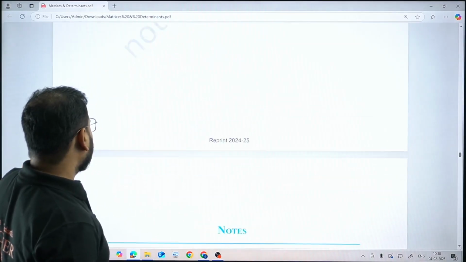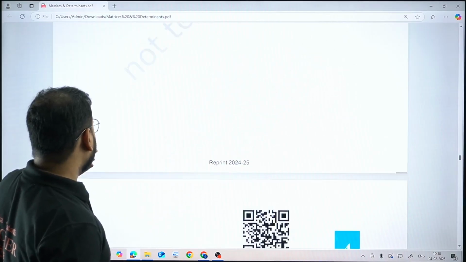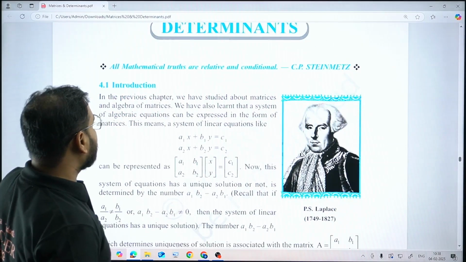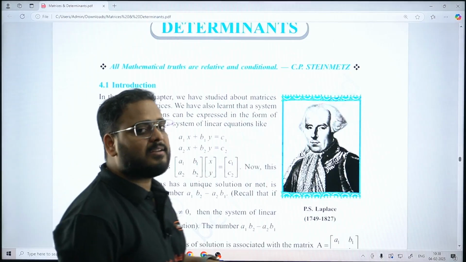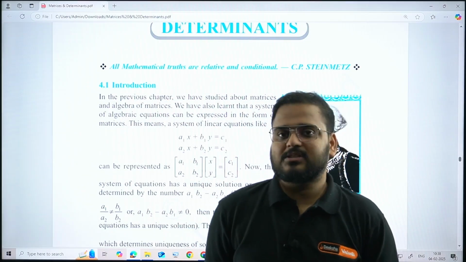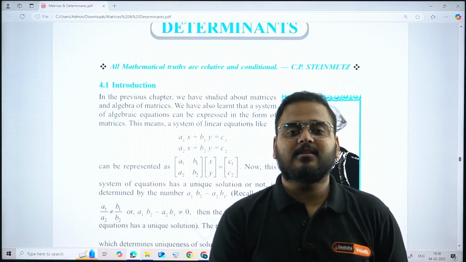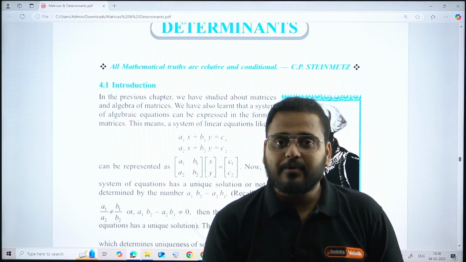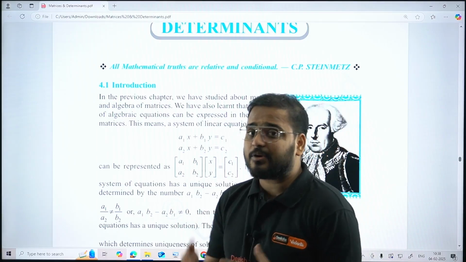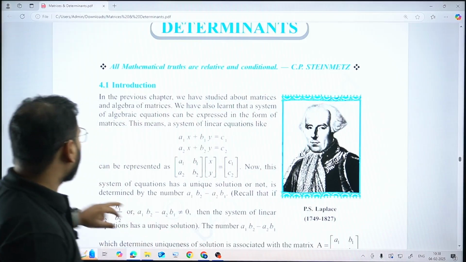Next we have chapter number 4, determinants. Please check. Again, over here also there are some important concepts: area of a triangle, solving a pair of linear equations, and finding the inverse. These kinds of questions are there, so we'll have a look at what to do in this.